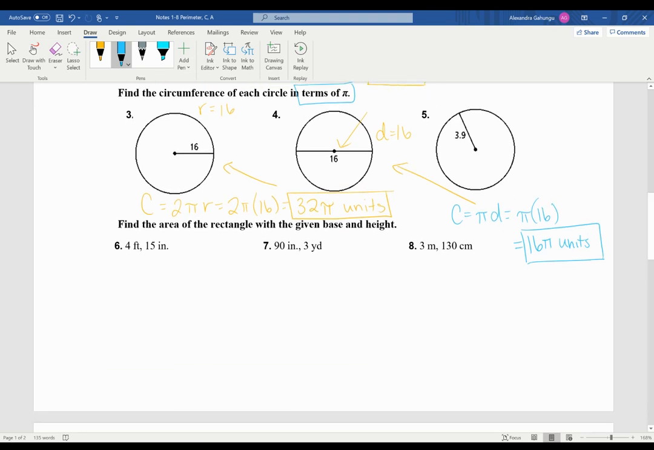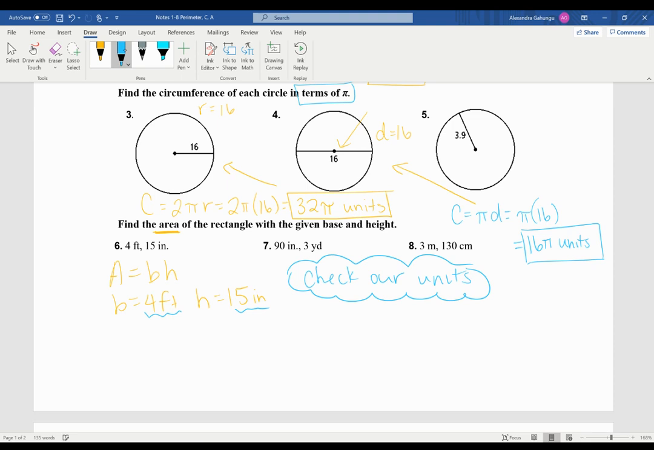If you're given just values here for our rectangle, and now, always read the directions. We got to make sure we read the directions. We're looking for the area. Area of a rectangle is base times height. I got to check. I have a base of 4 feet, a height of 15 inches. I have a bit of an issue here, though. We got to check our units. We have to be working in matching units here to be able to find the area.